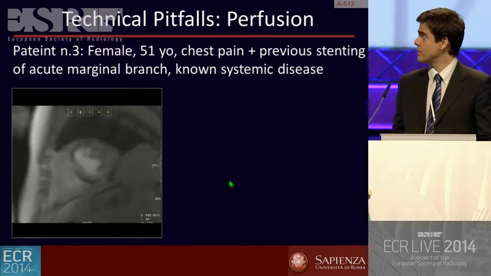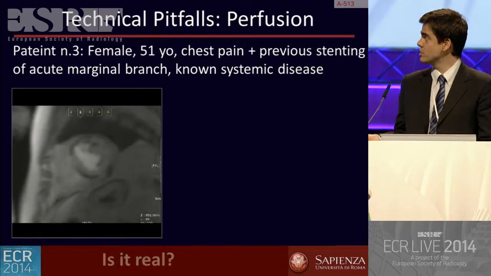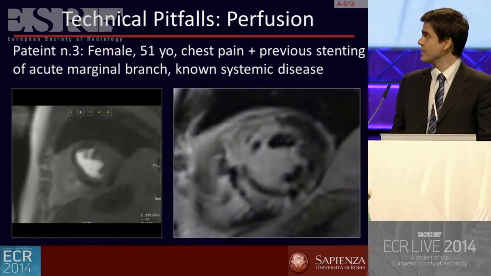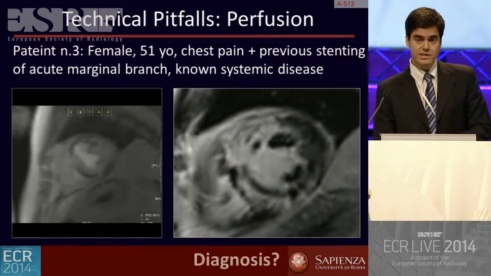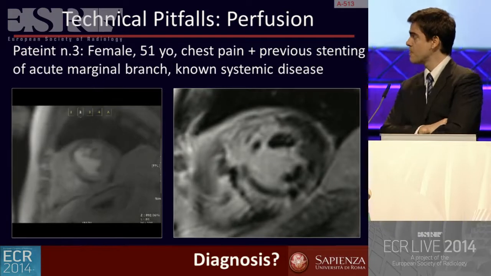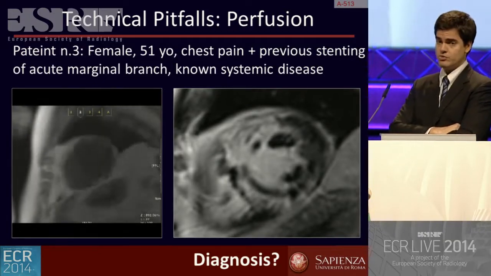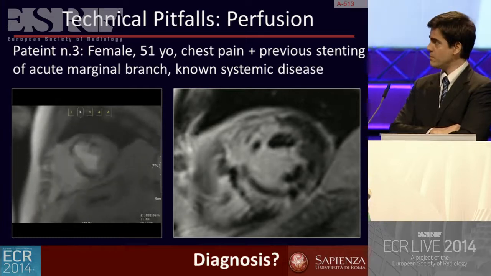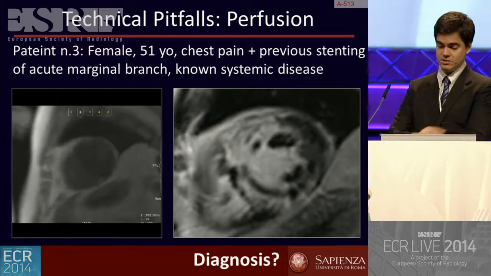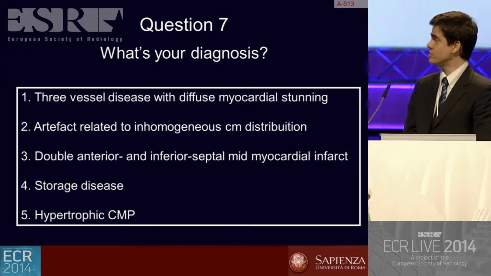And the last case, female, 51-year-old, chest pain plus previous stenting of acute marginal branch. She had a known systemic disease. So look at this perfusion because a question will come related to this case. Look at first pass, look at distribution of hypointense rim, and look at late enhancement. My question, what's your diagnosis here?